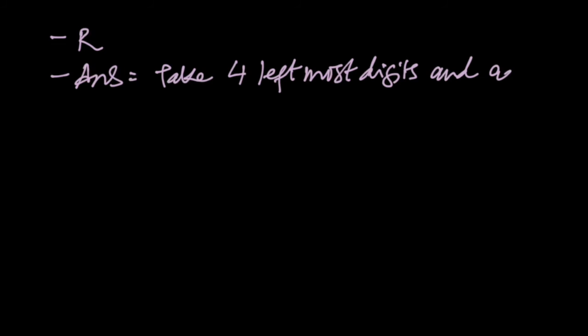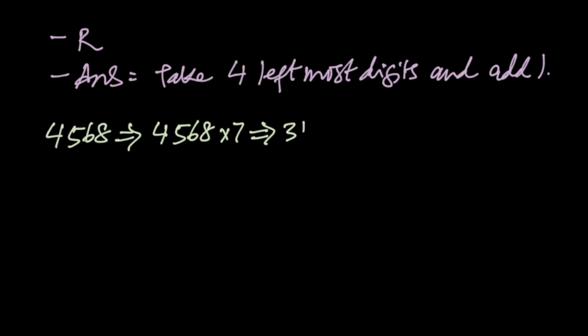It has 9 parts. So here from the result we will take 4 leftmost digits and we will add 1 to it. So let's do an example of 4568. If we follow the steps, it will go through these calculations.